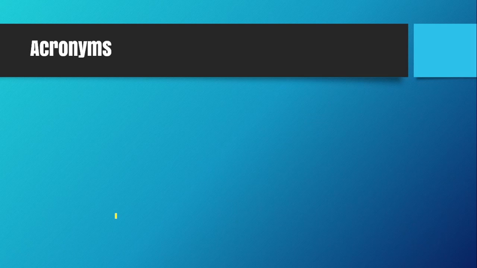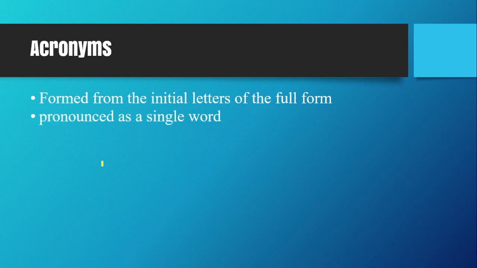Let's talk about now acronyms. Acronyms and initialisms are similar in one thing. That is, they both are formed from the initial letters of the full form. But what is the difference? Unlike initialisms, acronyms are pronounced as a single word. In initialism, we were pronouncing each letter individually, but in acronyms, we are pronouncing the abbreviation as a single word.